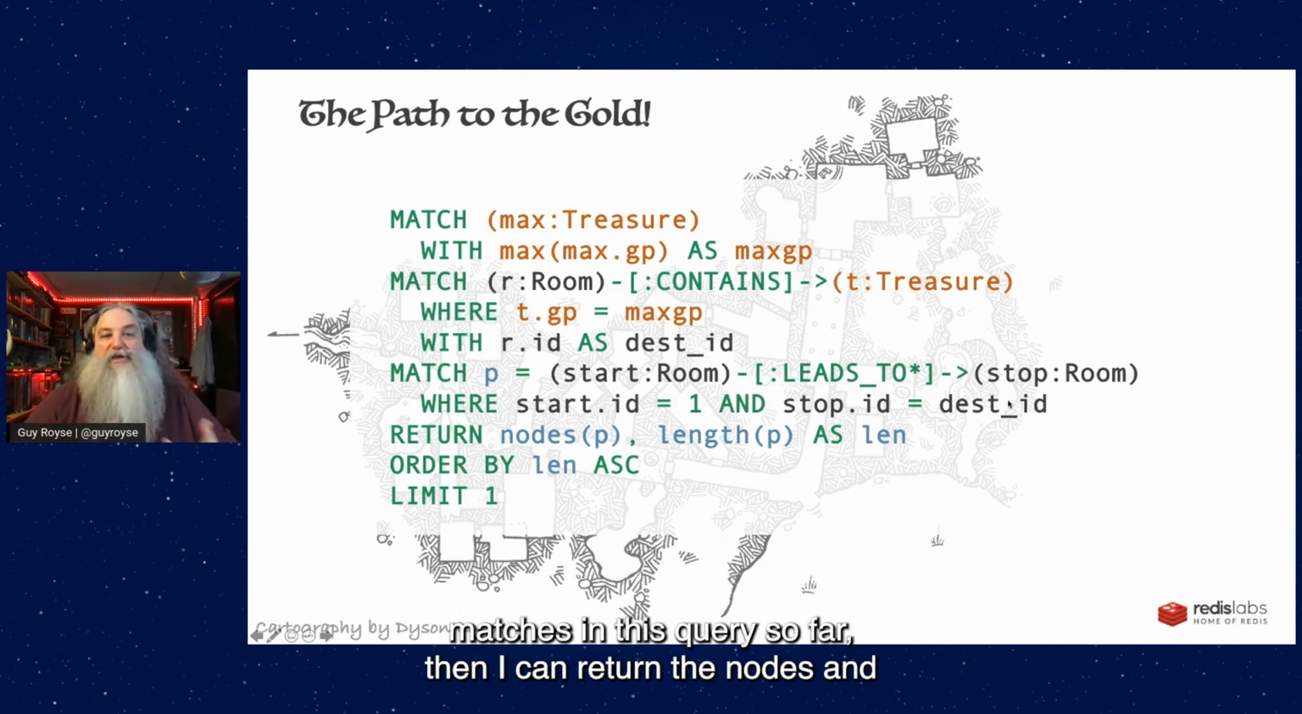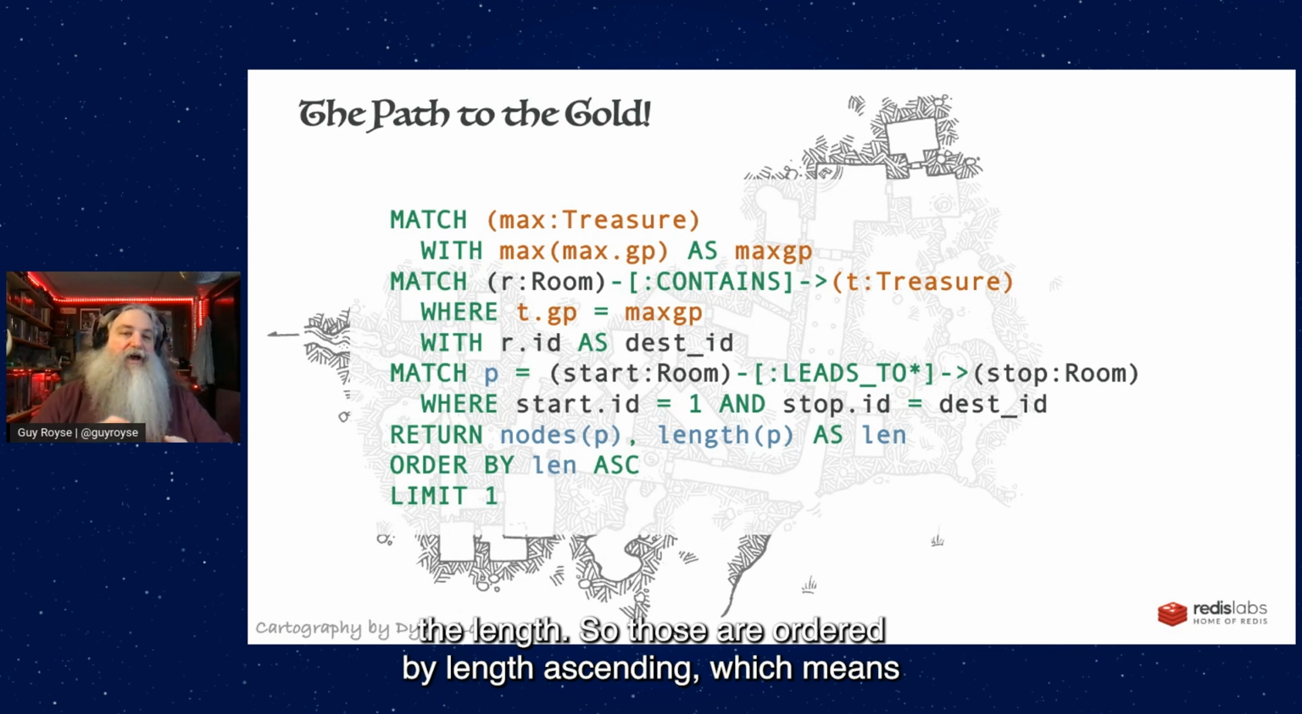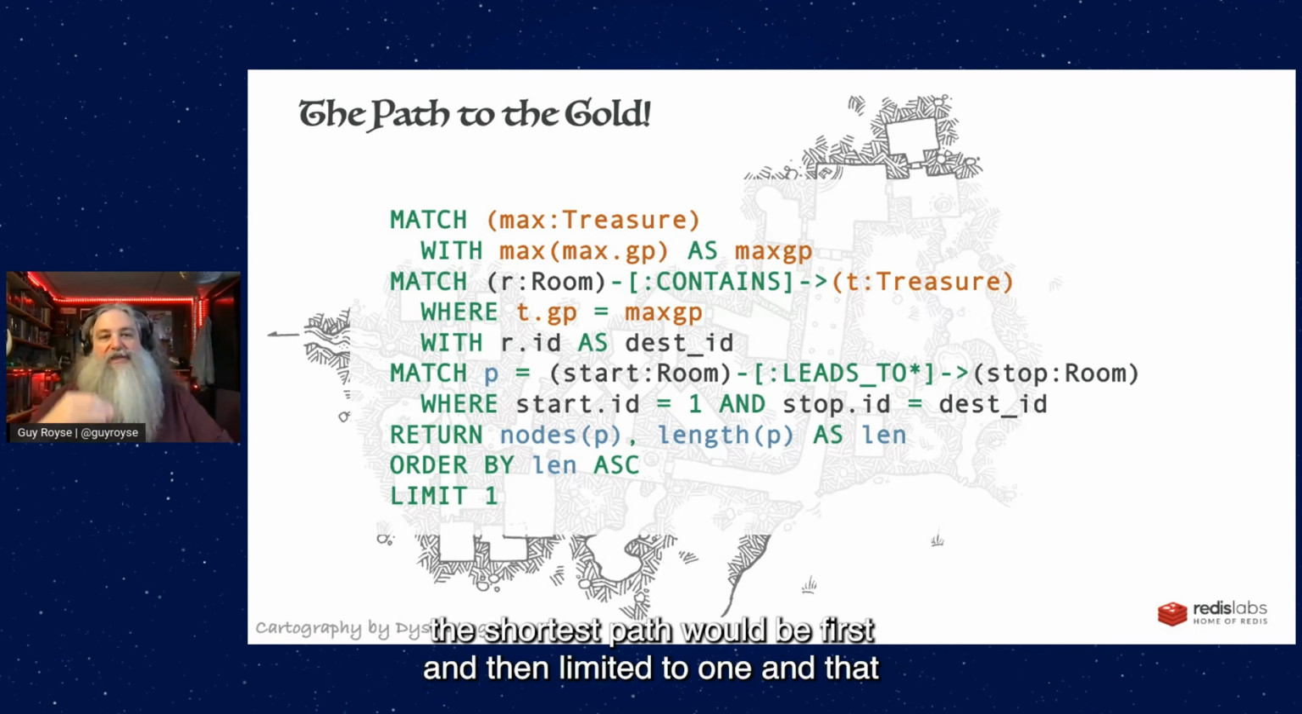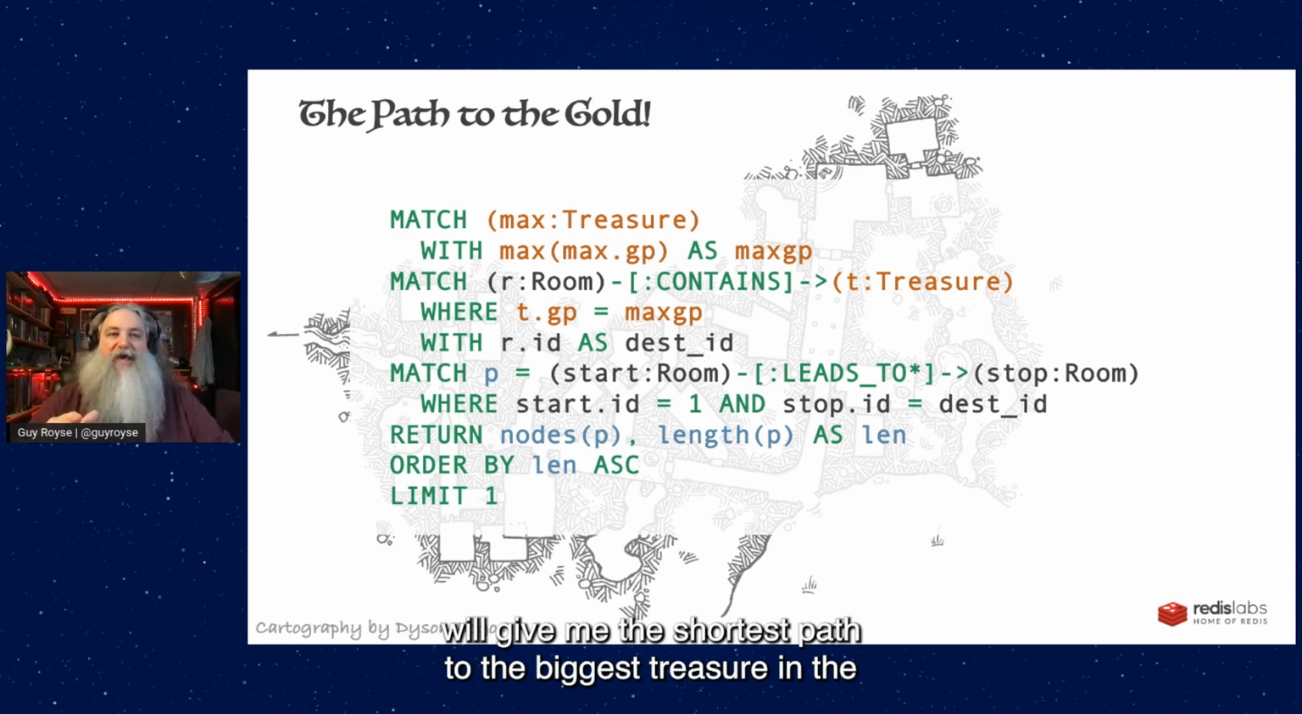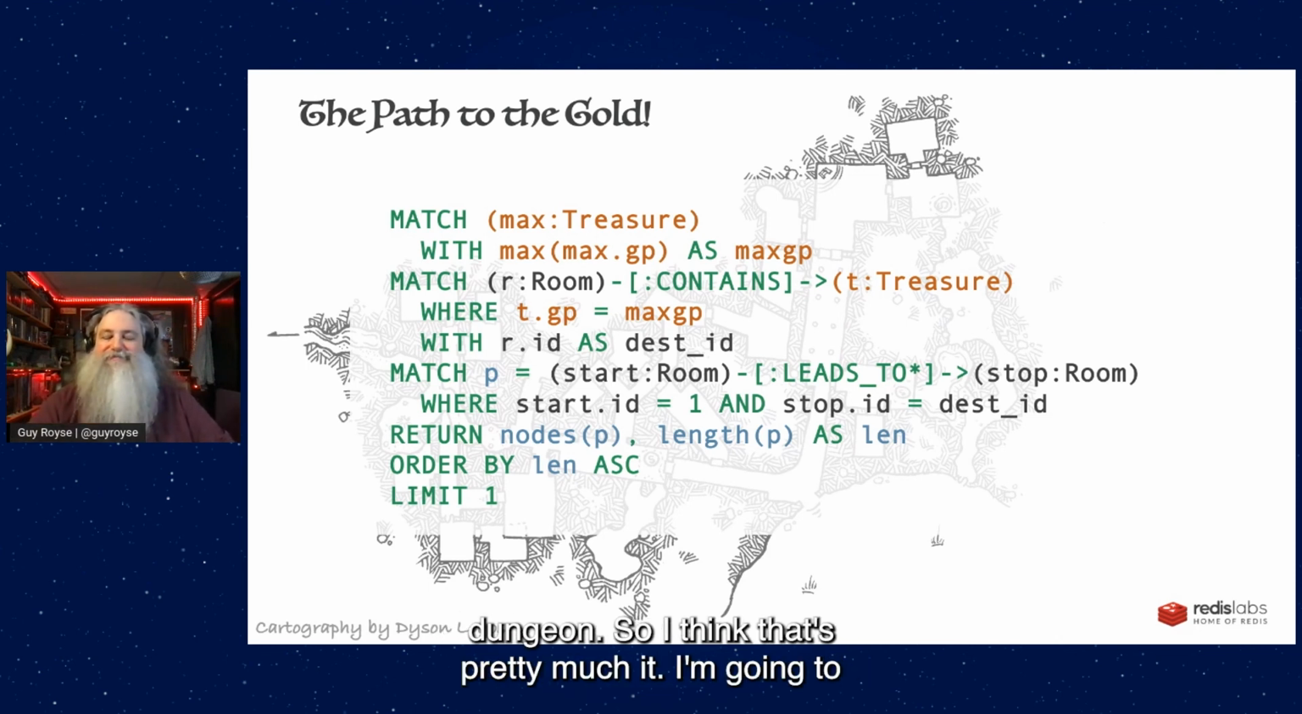Then I can return the nodes and the lengths of those, order it by length ascending, which means the shortest path would be first, and then limit it to 1. And that will give me the shortest path to the biggest treasure in the dungeon.